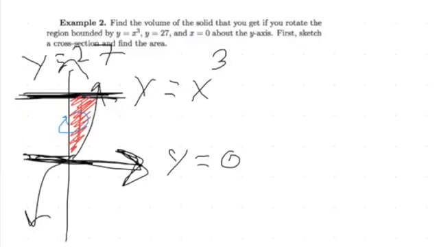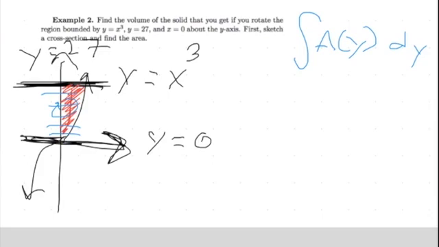Now it's easiest for me to think about slicing this in terms of y. So I'm going to be trying to set up an integral that involves dy because y is what's changing. Another thing to point out is I can already tell that this is going to start at y equals 0 and end at y equals 27. So my goal is to find a cross-section.